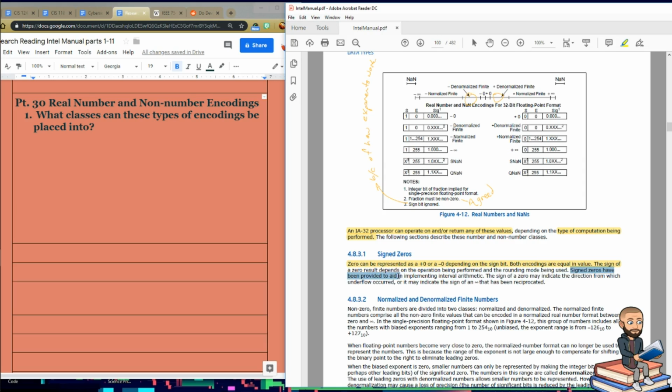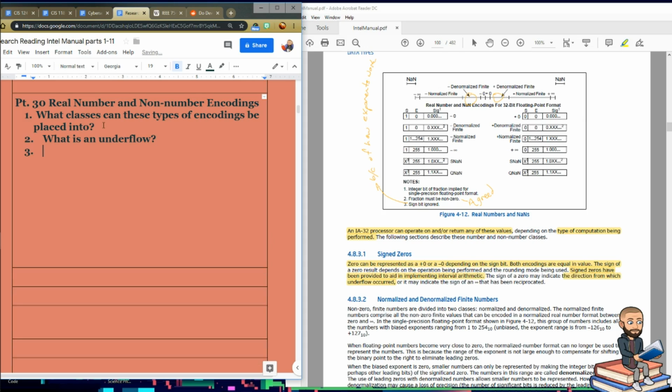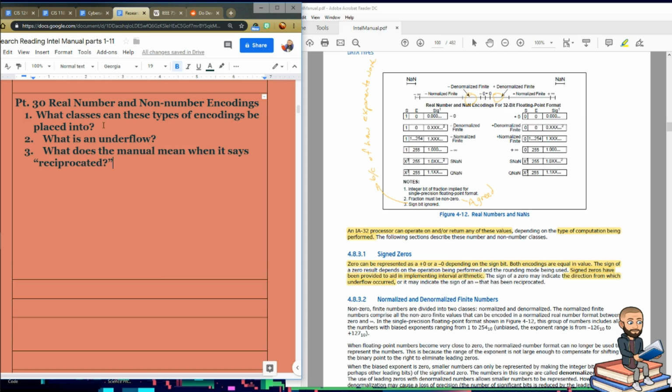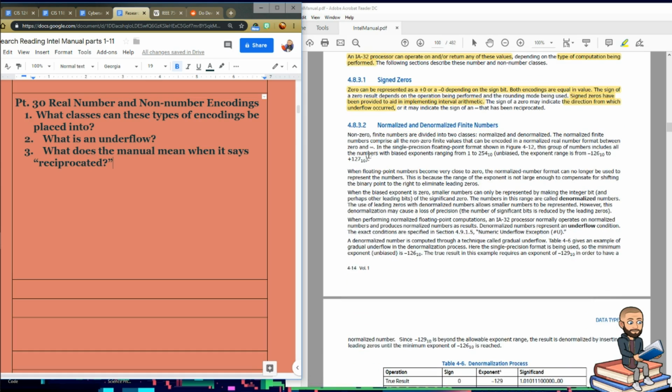Signed zeros have been provided to aid in implementing interval arithmetic, and the sign of a 0 may indicate the direction from which underflow occurred, or it may indicate the sign of an infinity that has been reciprocated. So I've never seen that term before. What is underflow? And then what does the manual mean when it says reciprocated? We've seen this word before. Well, maybe if we push on, we'll find some more understanding here.